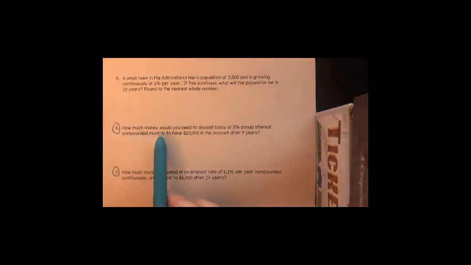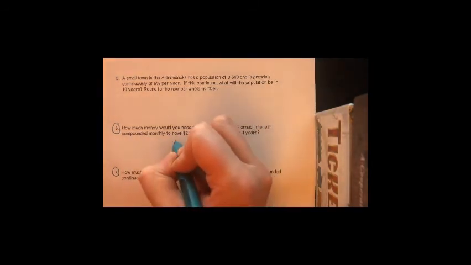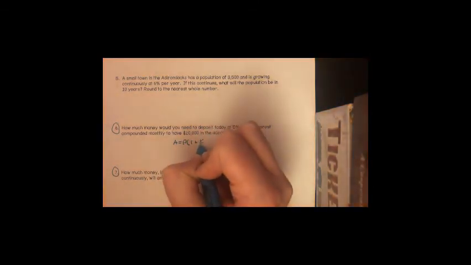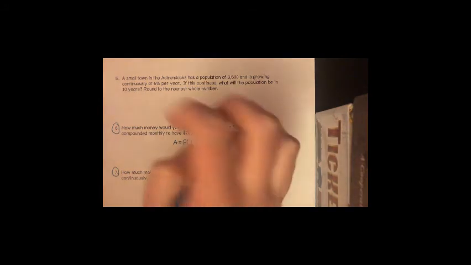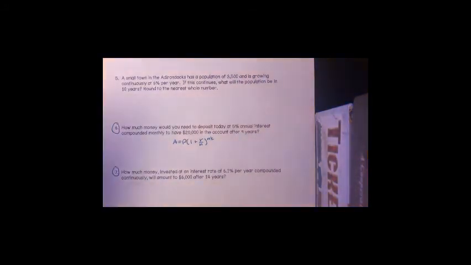Number 6 says, how much money would you need to deposit today at 5% annual interest compounded monthly to have $20,000 in the account after 9 years? So let's look at what they're giving us. First, we see this compounded monthly. So that should be telling us that this is the formula we need to use. So let's see what we can fill in.